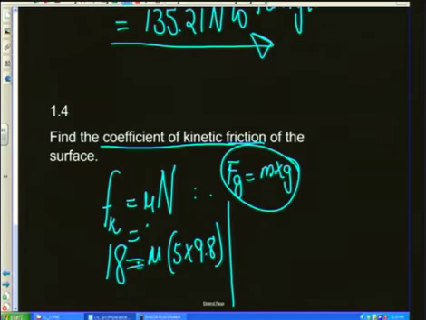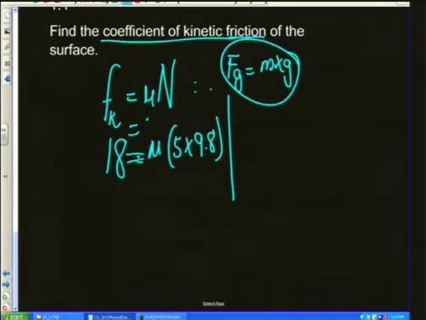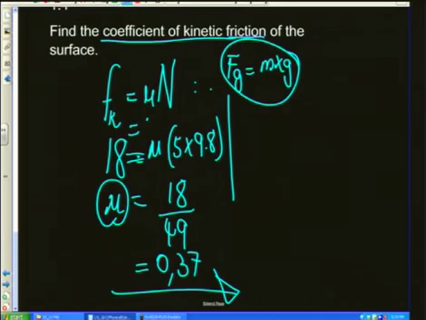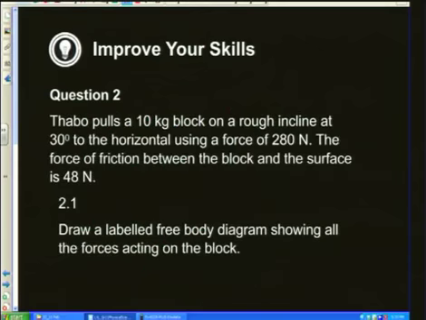And what is the answer here? Let's just work it out quickly. So mu would be equal to 18 divided by 49, and the answer is 0.37. Now remember, when you work out the coefficient of friction, you've got newtons divided by newtons. Both of these are forces, so your coefficient of friction does not have units. So that's what you have. You don't have to put in any unit there.